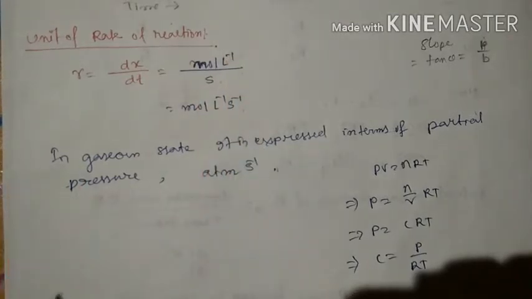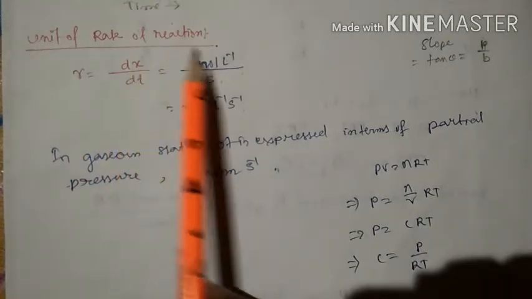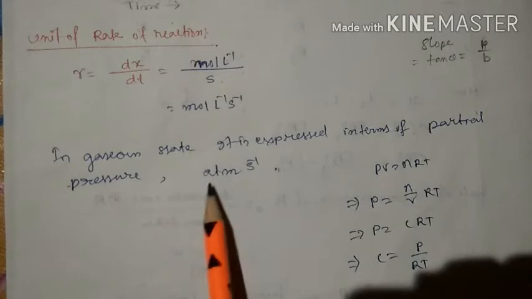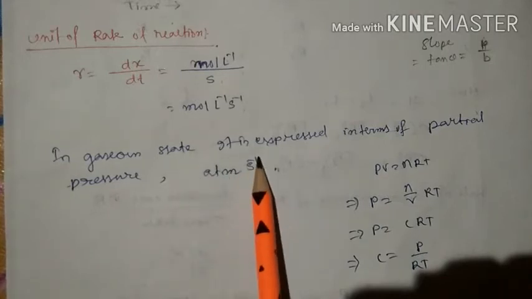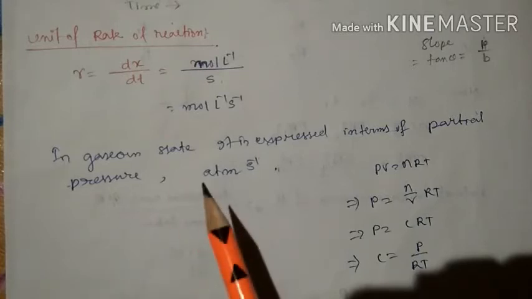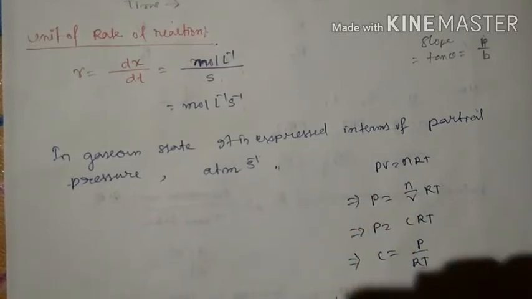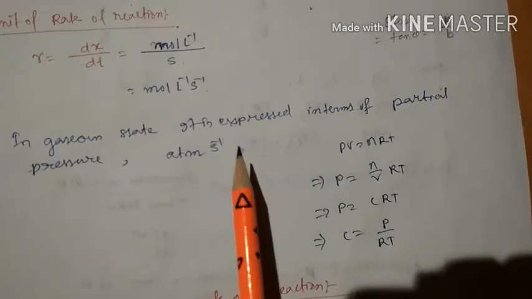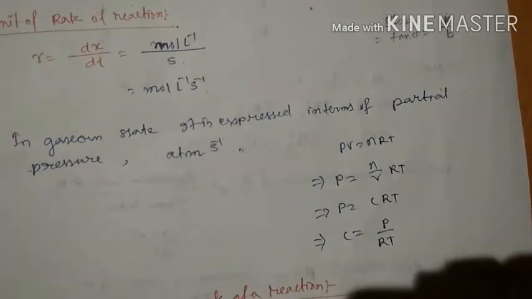Now in gaseous states, the rate of a reaction can be expressed in terms of partial pressure, which is atmosphere per second. Atmosphere means the unit of pressure, atmospheric pressure. Okay. Now how can you calculate this one? Atmosphere, ATM per second.